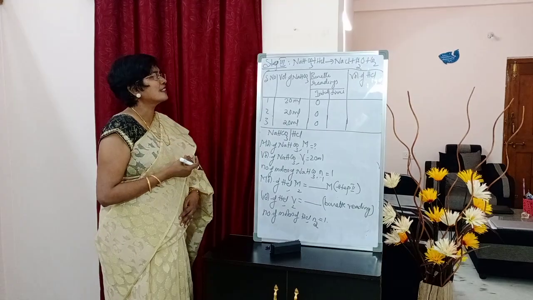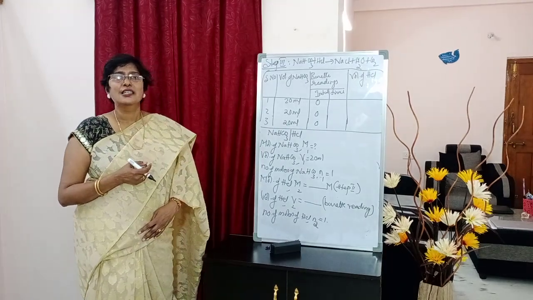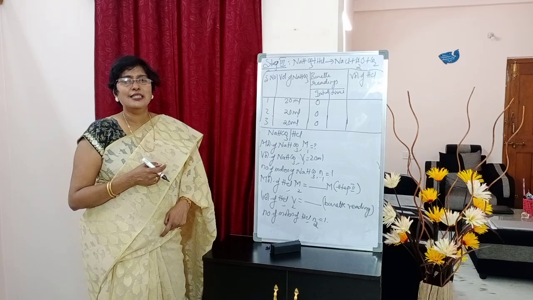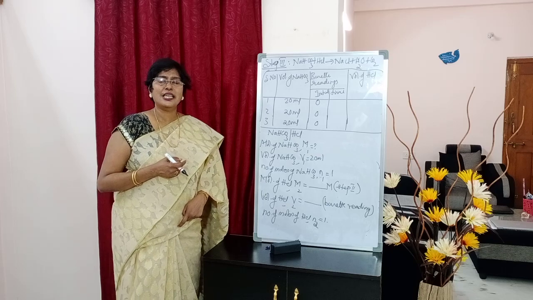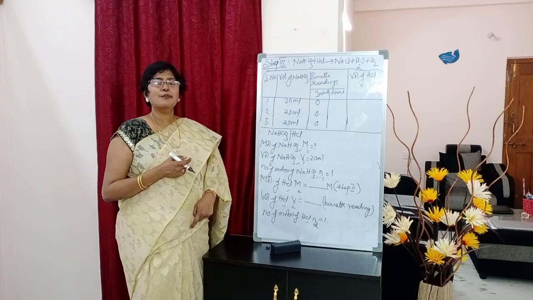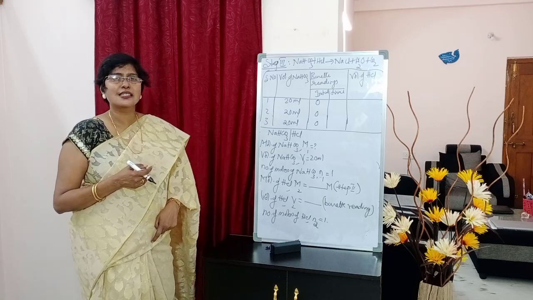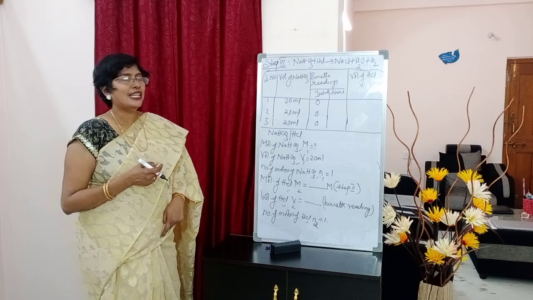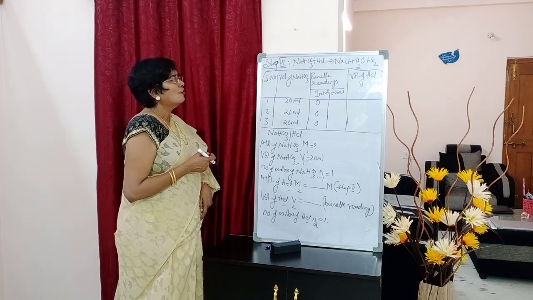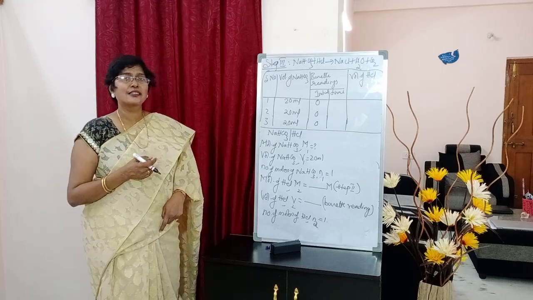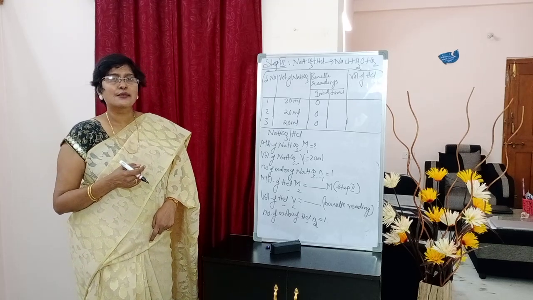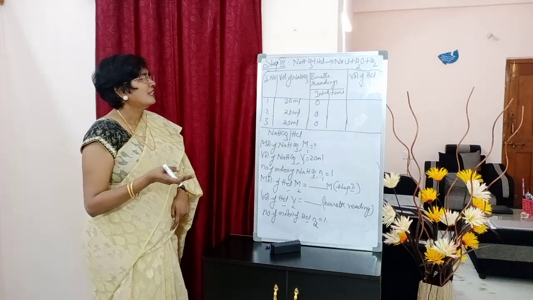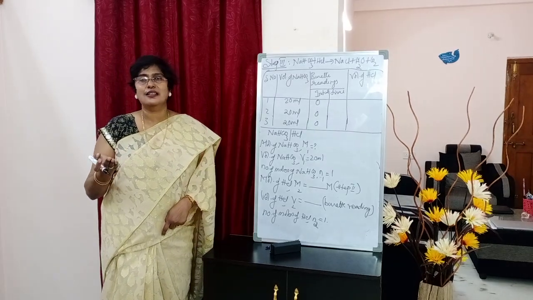Step 3, students. Write down the reaction first. Reaction is very, very important, students. NaHCO3 plus HCl gives NaCl plus H2O plus CO2. Next comes the table. Serial number, volume of NaHCO3. Next, burette readings, initial, final. Next, volume of HCl. Okay.